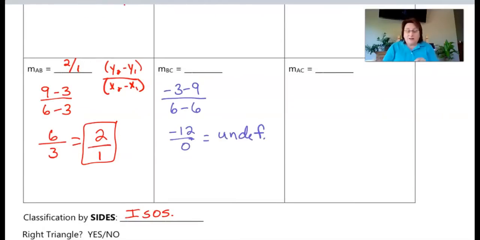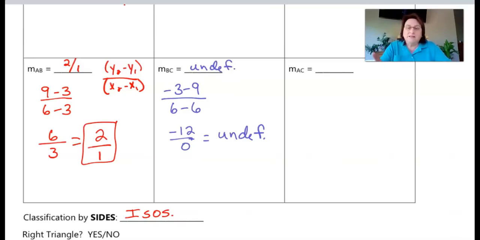Guys, how'd you do? Look at my work right up here, and then look right here: negative 12 divided by 0. Guys, that's an undefined slope. Now, when we say undefined, that means that it is a vertical slope, right? So we can abbreviate it just like that, undefined slope.